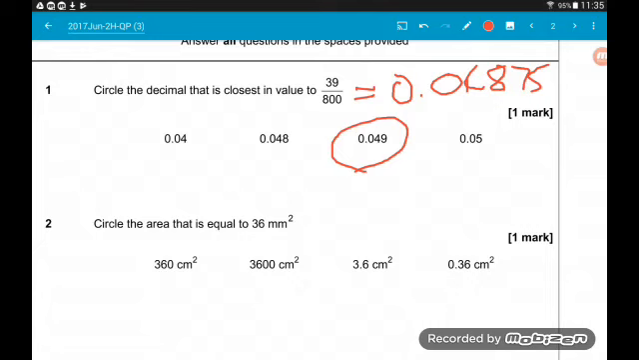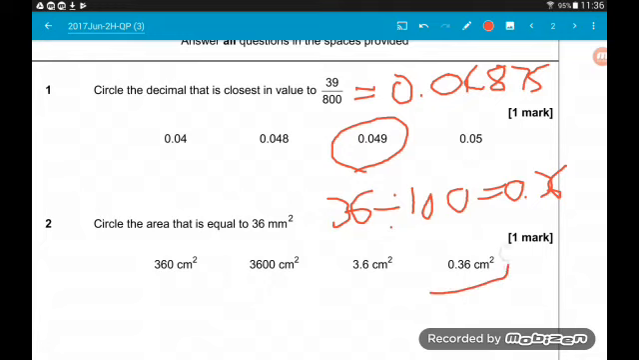Question 2. Circle the area that is equivalent to 36 millimeters squared. To go from square millimeters to square centimeters, we divide by 100. So 36 divided by 100 is 0.36. So our answer for this one is 0.36 centimeters squared.